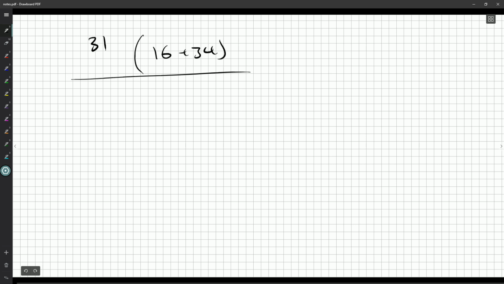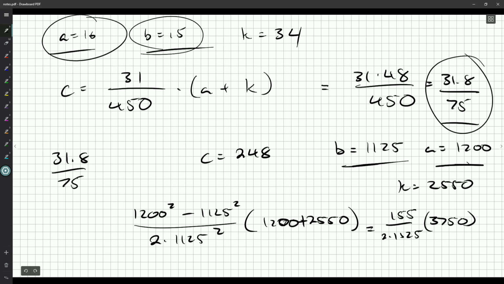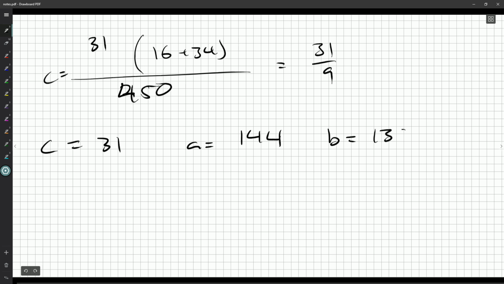So, let's try this again with 34. So we should get 31, 16 plus 34, all over 450. That should be my C value. And then, so that's 50. So we'll get 31 over 9. Scale everything by 9. So make C 31, make A 144, make B 135. Is that going to work?